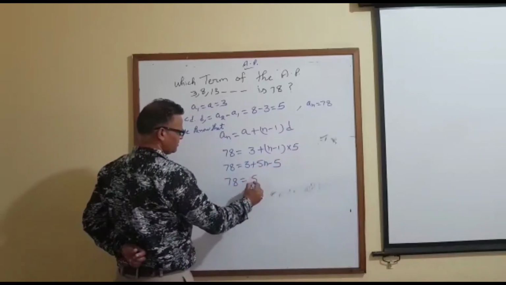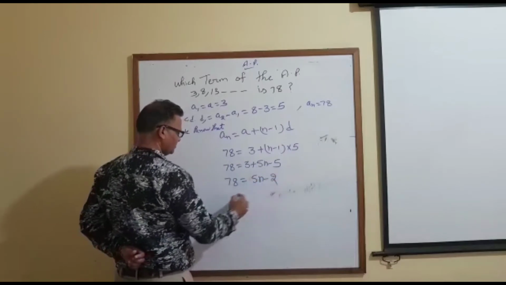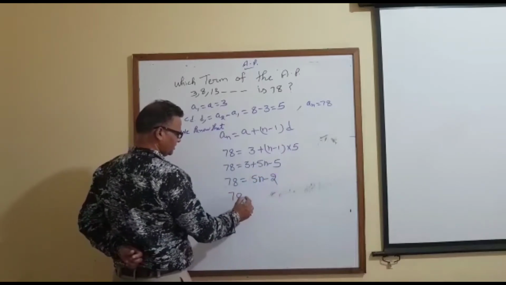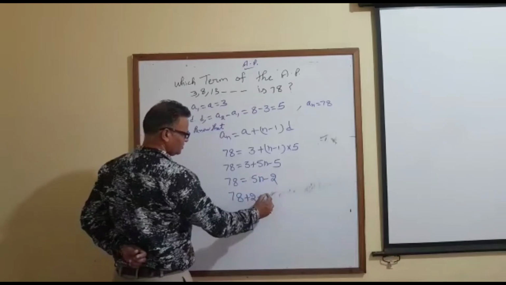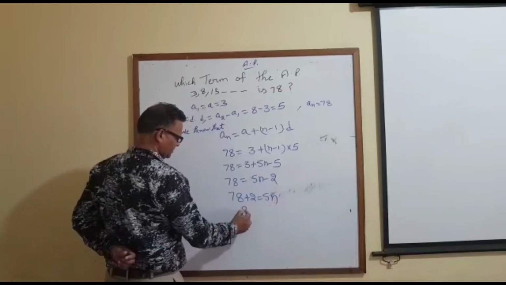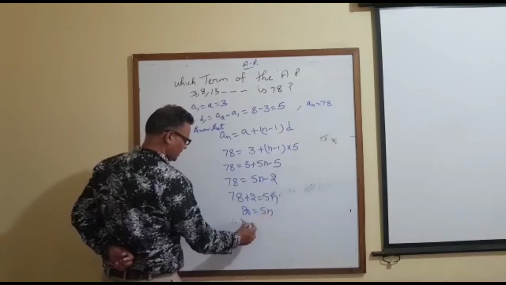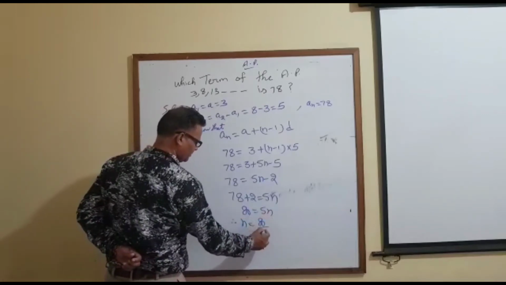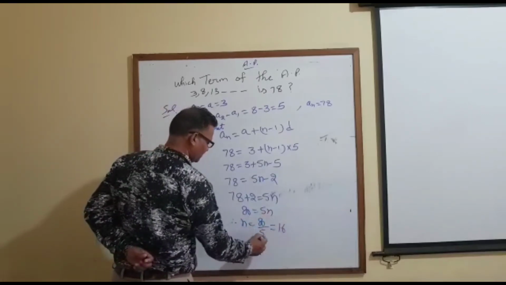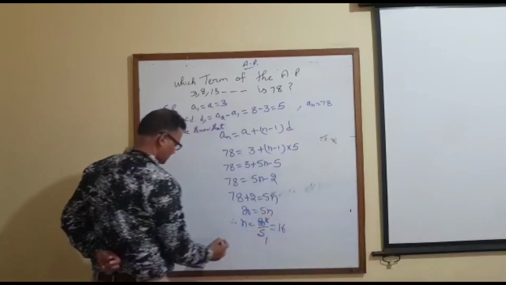So next, 78 is equal to 3 plus 5n minus 5. 78 is equal to 5n minus 2. 78 plus 2 is equal to 5n. 80 is equal to 5n. Therefore, n is equal to 80 over 5. After simplification we get 16.